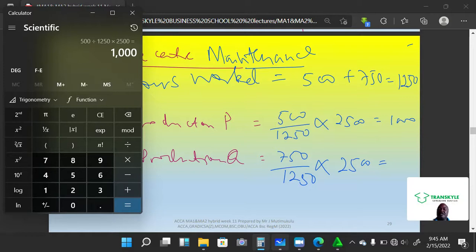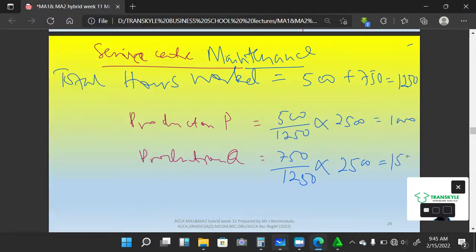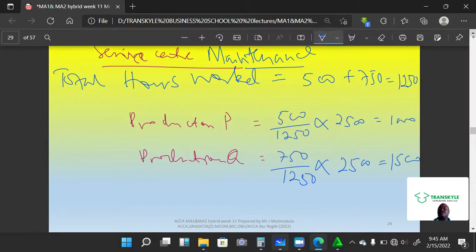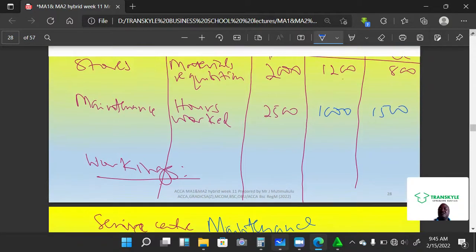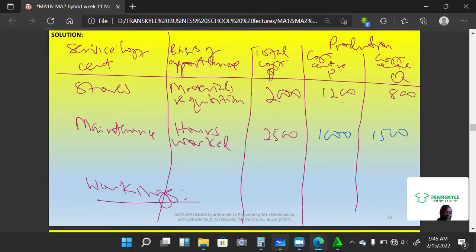Then we get the other figure. But in the exam you can see that if we have got 1000 here, obviously the balance is 1500, but you can cross check. Like I said, learn to cross check yourself to see if you are on the right path. 750 divided by 1250 multiplied by 2500, we get 1500. You take these figures to the table: 1000 and 1500. Are we together?